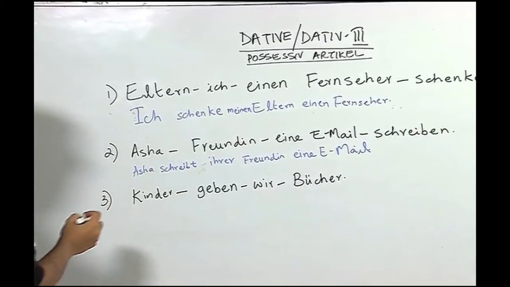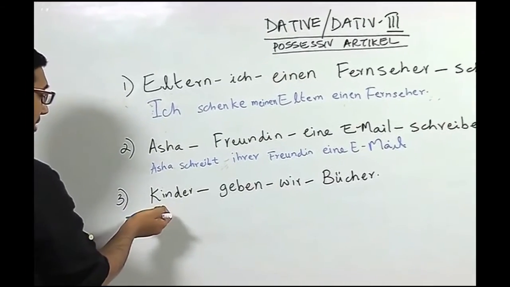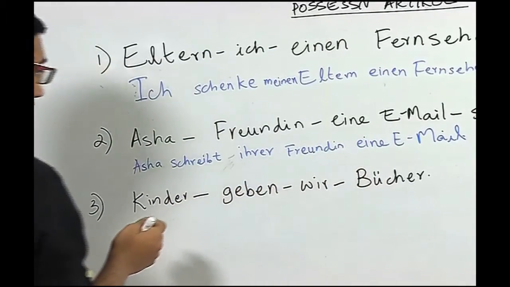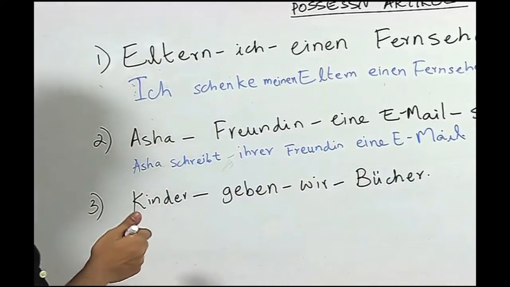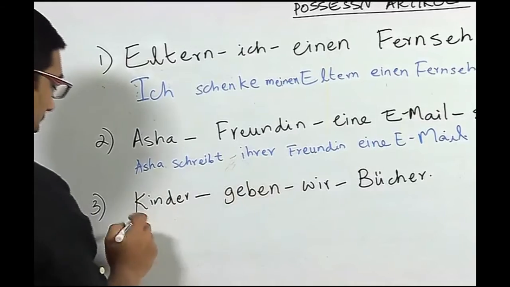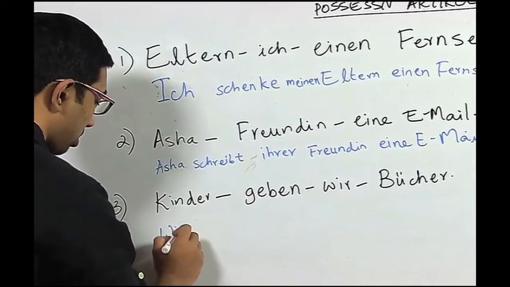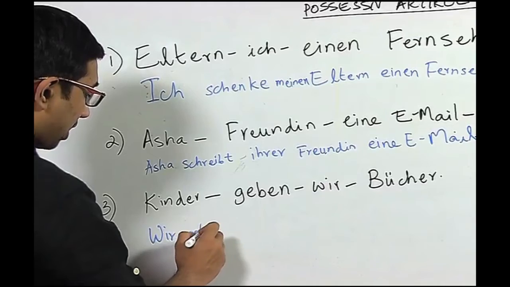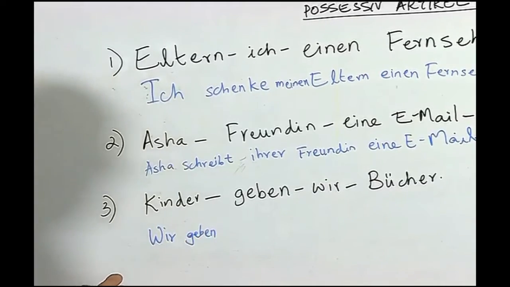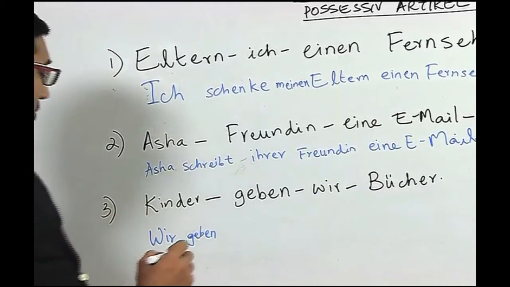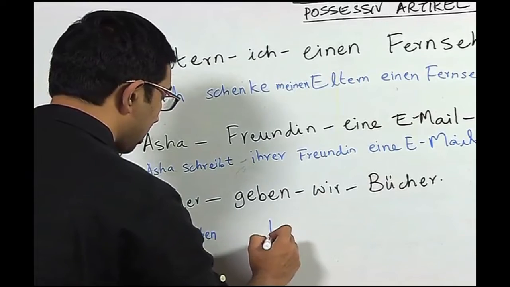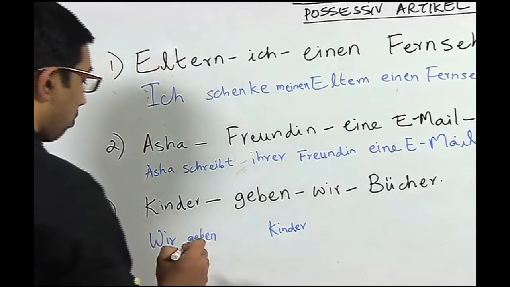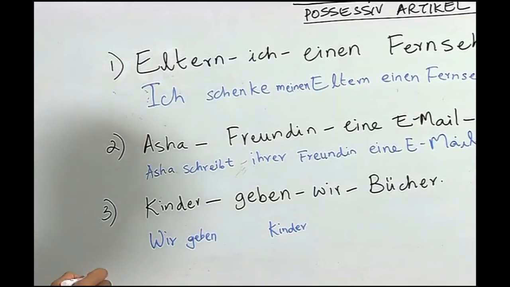Now, let us look at sentence number 3. Here again we have 4 elements: Kinder, geben, wir, Bücher. Now, here we need first of all the nominative, which is wir. We need the verb at the second position, which is geben here. Now, we need the dative element. What is the dative element here? Kinder as the noun. And how do we form the possessive article now?